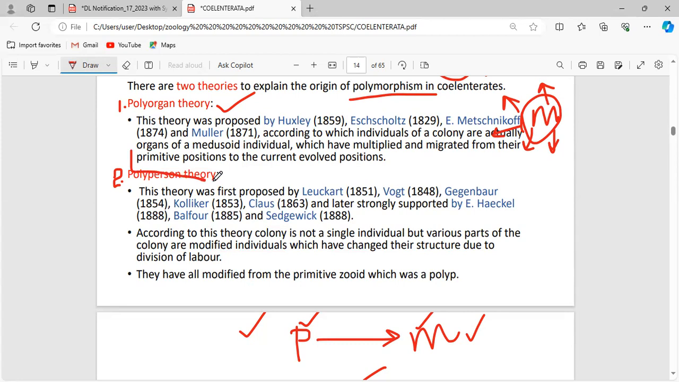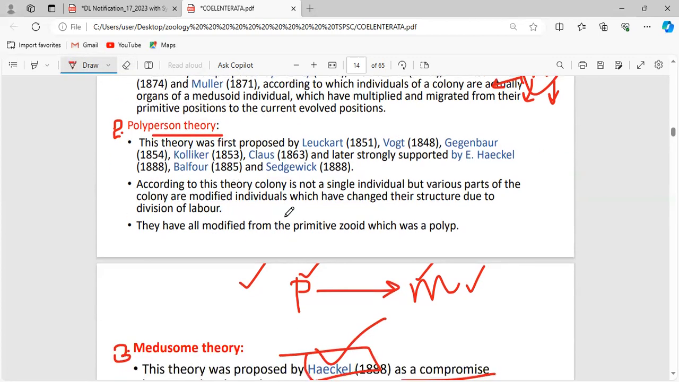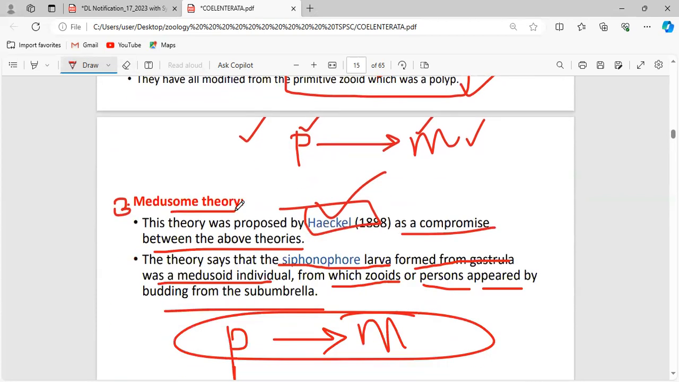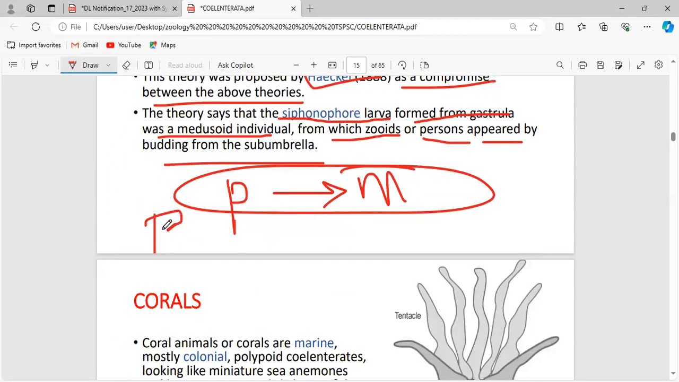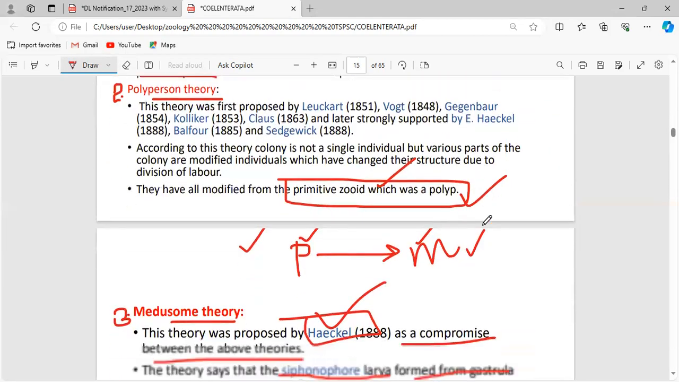Here what they have explained is primitive positions to current evolved positions. They didn't explain anything about the polyp, but here in person theory, this primitive zooid is nothing but the polyp. Now, in this medusoid theory, this primitive position or the polyp gives rise to the medusoid stage, and this primitive stage is following the asexual type of reproduction, and this medusoid stage is following the sexual type of reproduction. That is what is explained in this theory. That's all about the polymorphism.